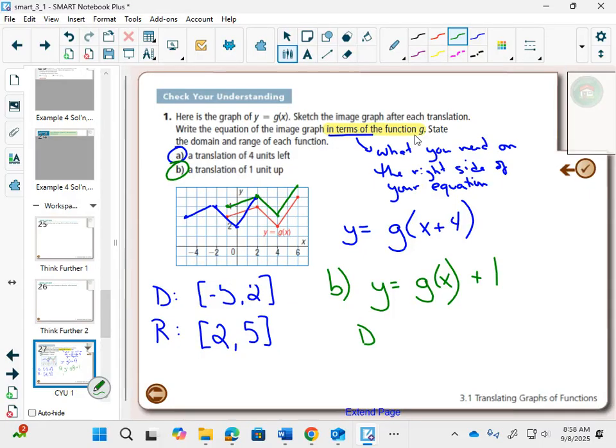And finally, domain and range. My smallest x value now is -1. My biggest x value is 6. My smallest y value is 3. And my biggest y value is 6.